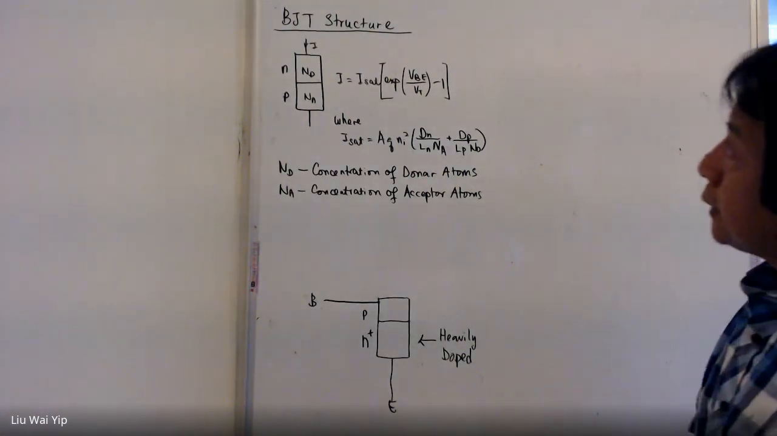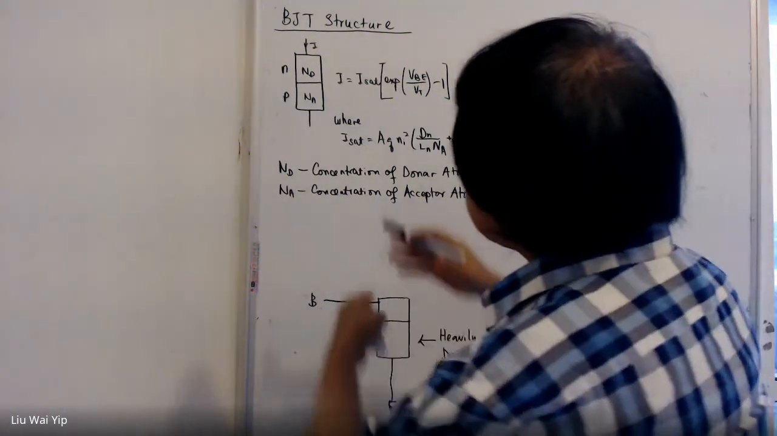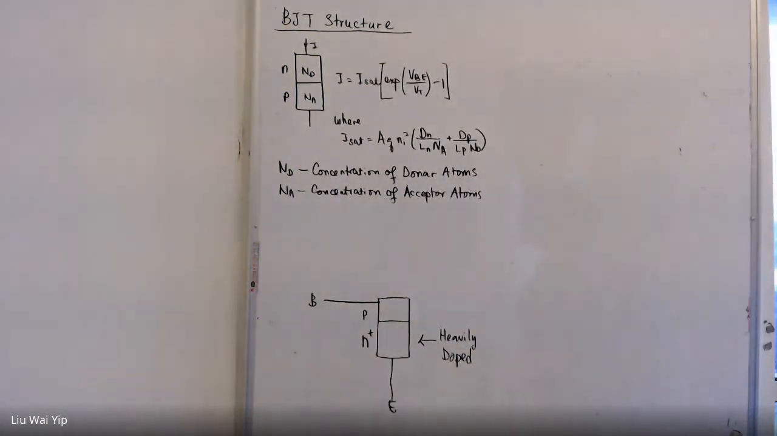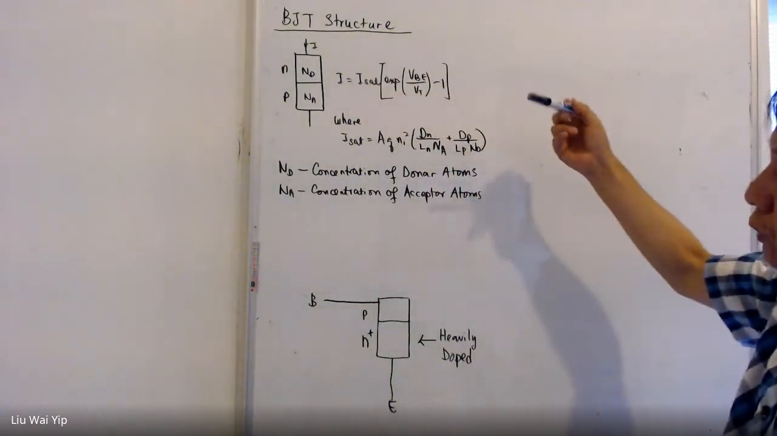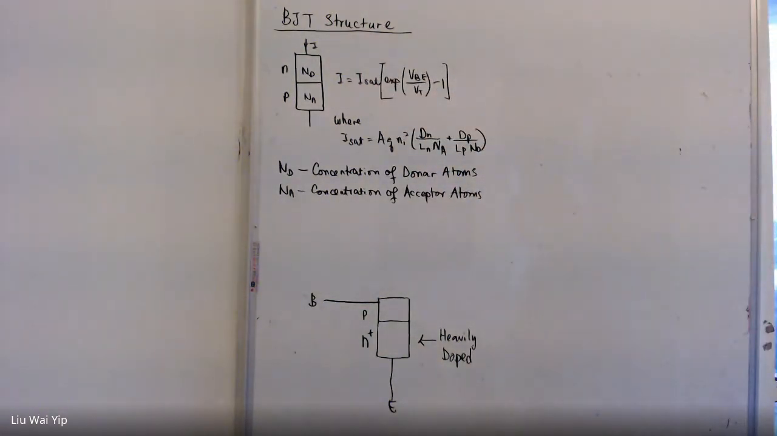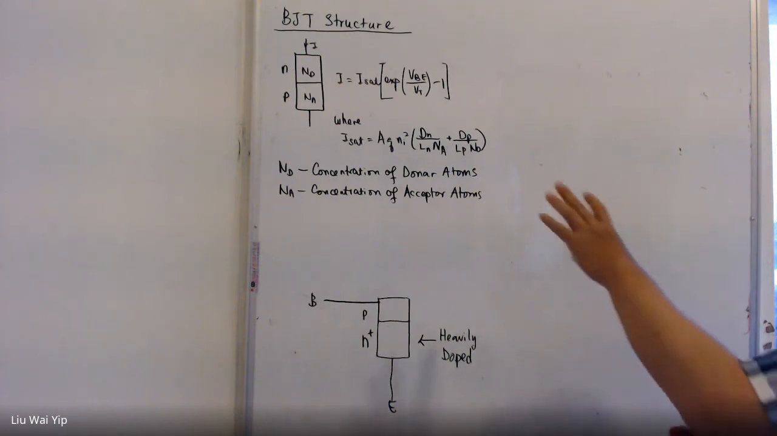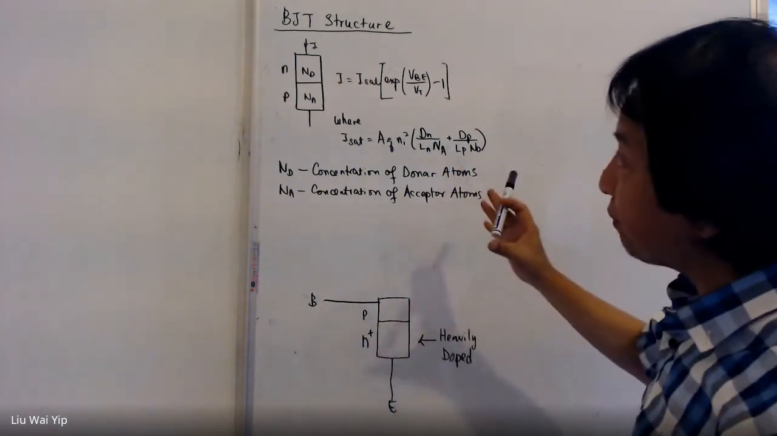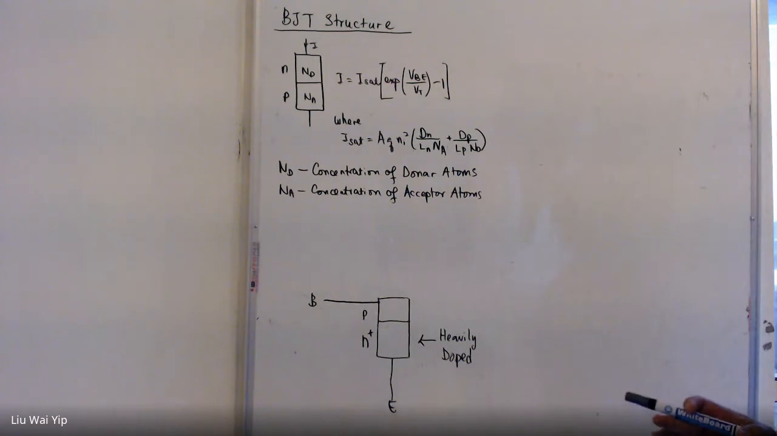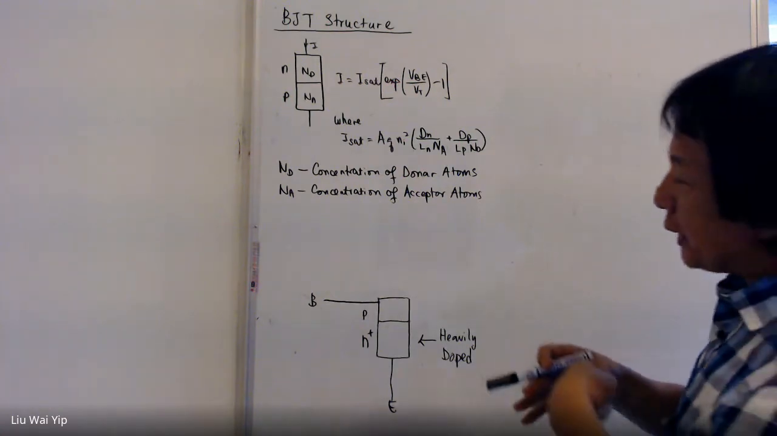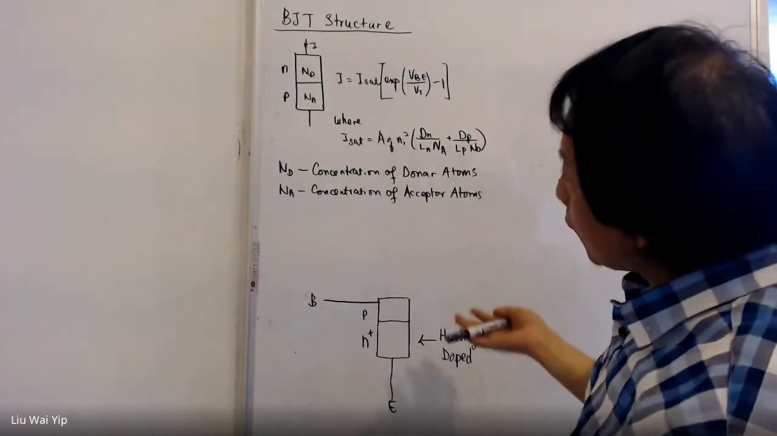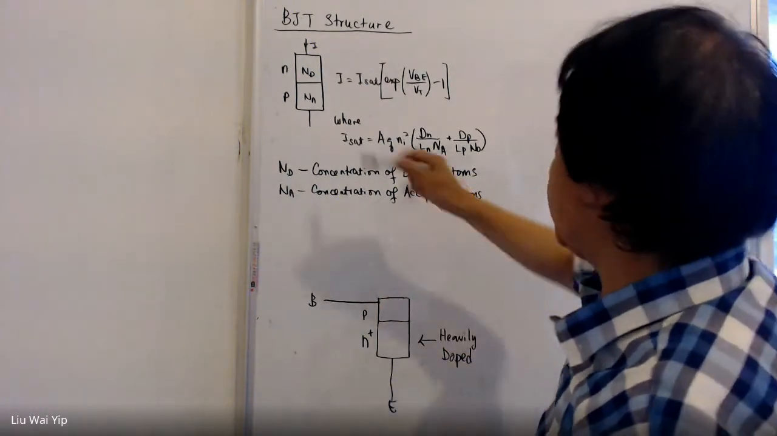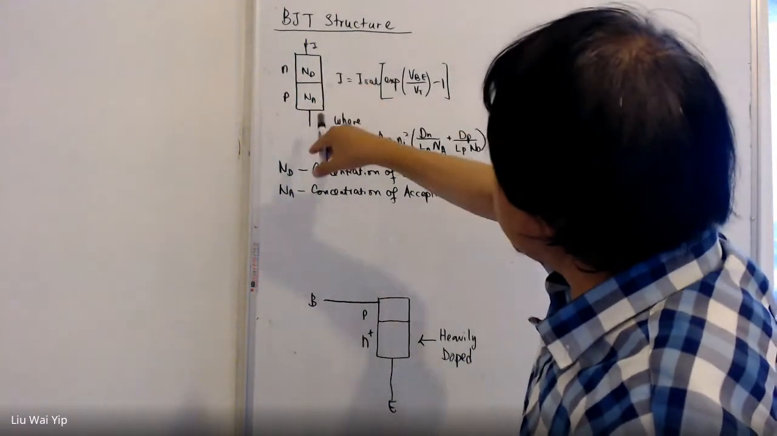Hello everyone. This video is about BJT structure, bipolar junction transistor structure. Before going forward, I would like to revise what we have done before. In the previous chapter, we have already talked about the diode, the diode structure, and also the diode current.